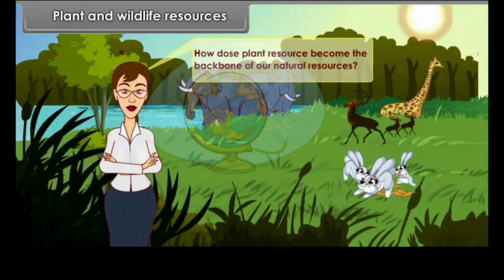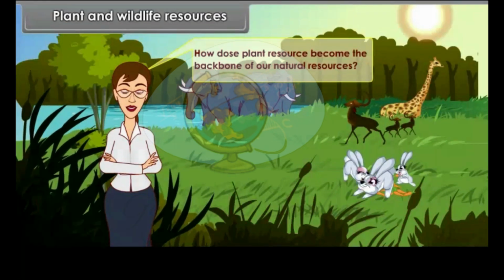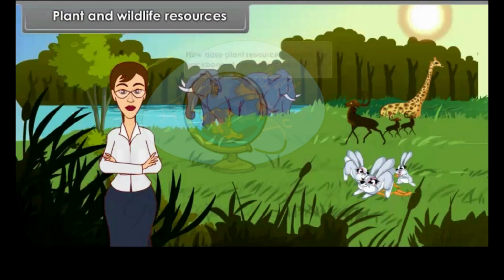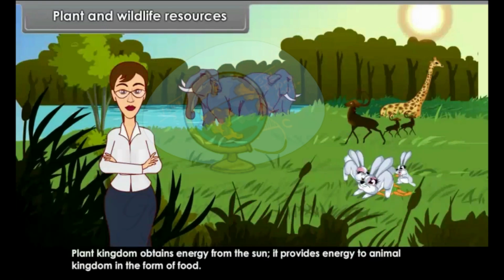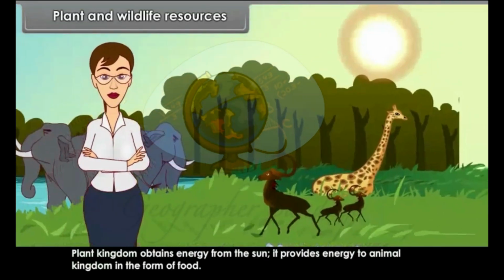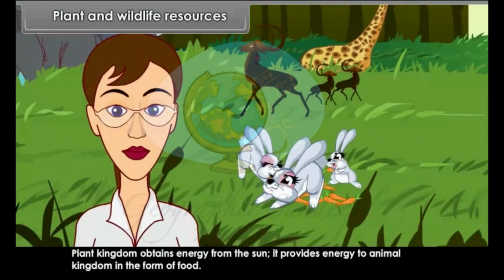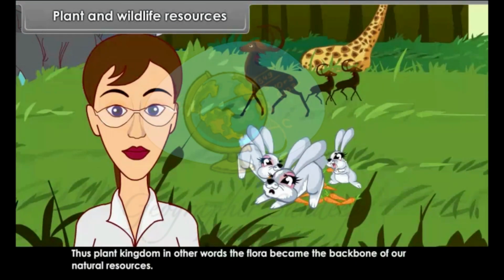How does plant resource become the backbone of our natural resources? Plant kingdom obtains energy from the sun. It provides energy to animal kingdom in the form of food. Thus, plant kingdom, in other words the flora, became the backbone of our natural resources.